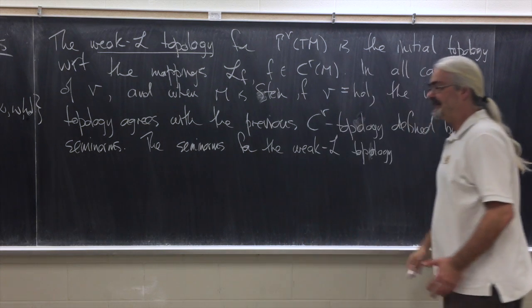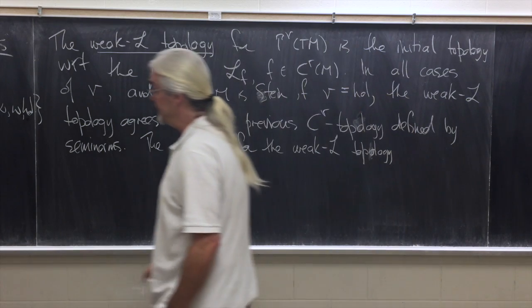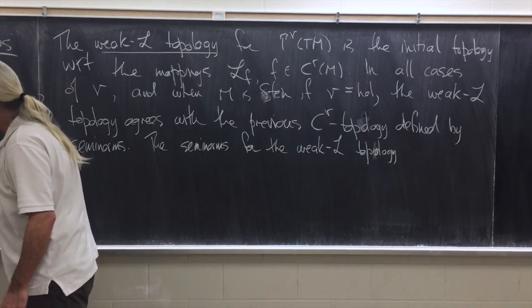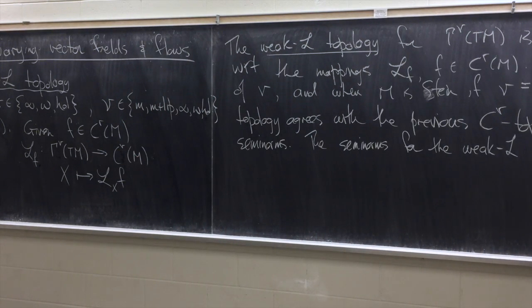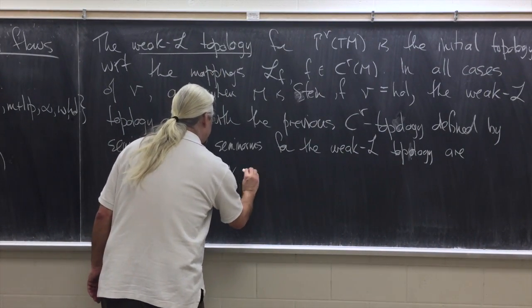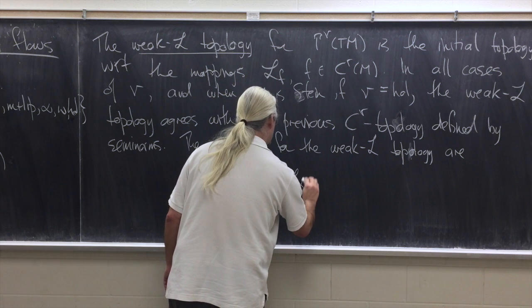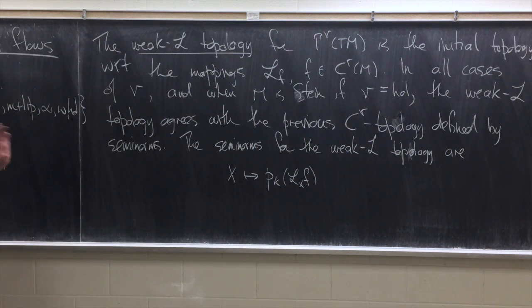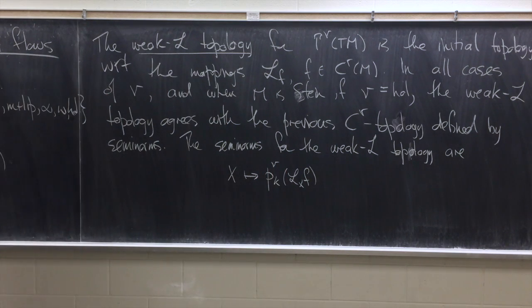There are lots of interesting things going on here, and this is a good place to illustrate one of those things. When you have initial topologies like we have here, and you have semi-norms on the target, it naturally induces the semi-norms for the initial topology. So I'll tell you what those are. The semi-norms for the weak L topology are the semi-norms which map a vector field to, using this abbreviated notation that I talked about before. Remember that the semi-norms that we used here, I wrote those down explicitly. I'm not going to go through all the various cases again.